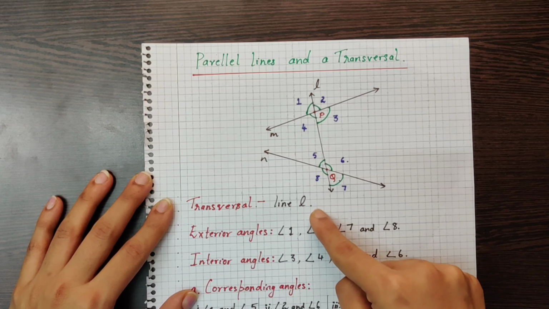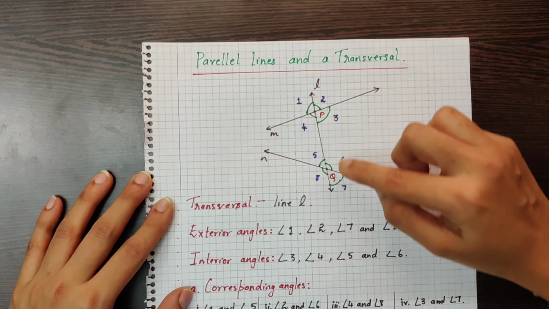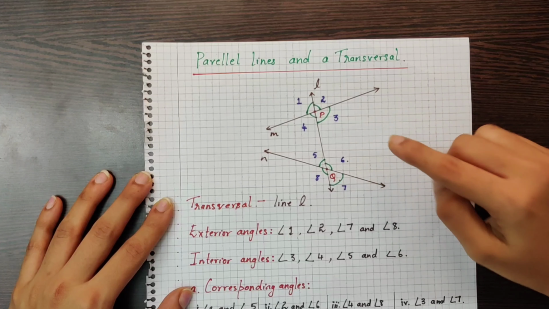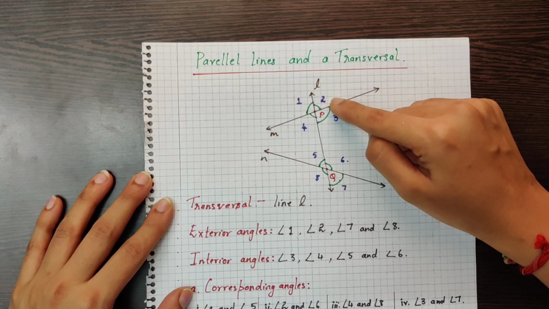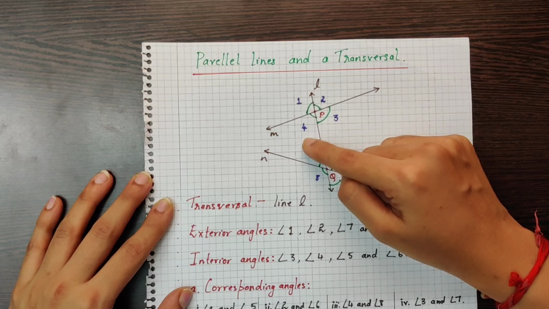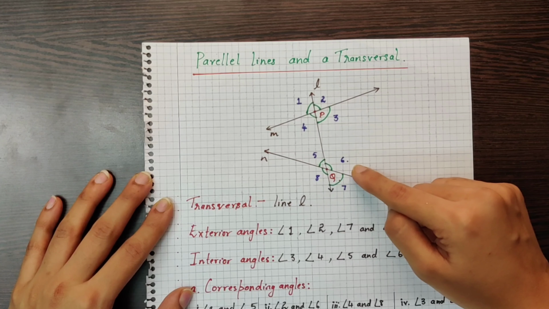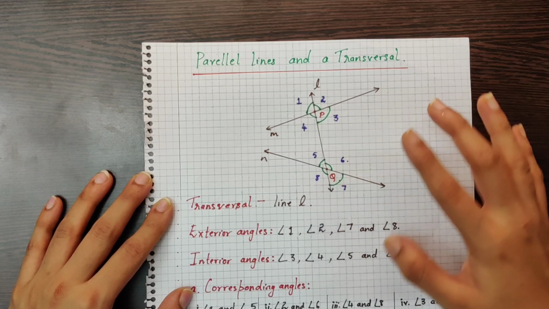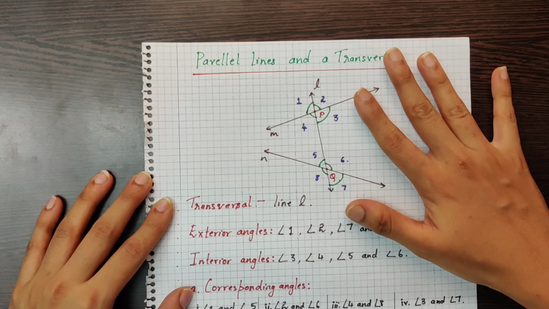Transversal is line L. Now, we can see that at every point, there are four angles formed. So at point P, there is angle 1, angle 2, angle 3 and angle 4. And at point Q, there is angle 5, angle 6, angle 7 and angle 8. Now let us learn the different kinds of angles that we can find over here.